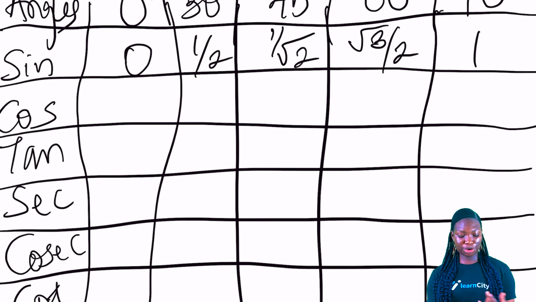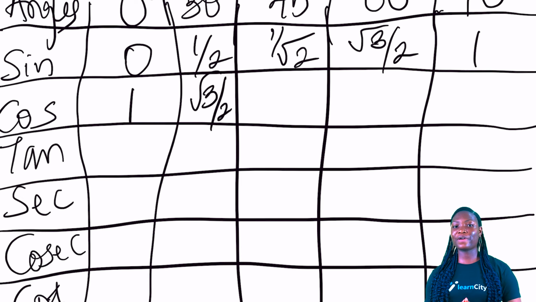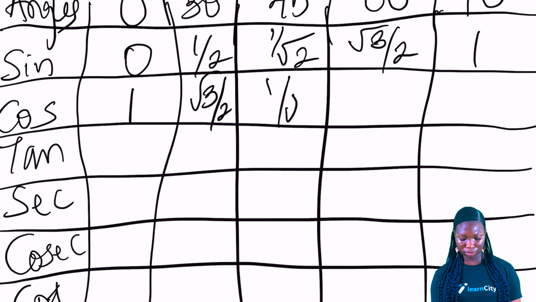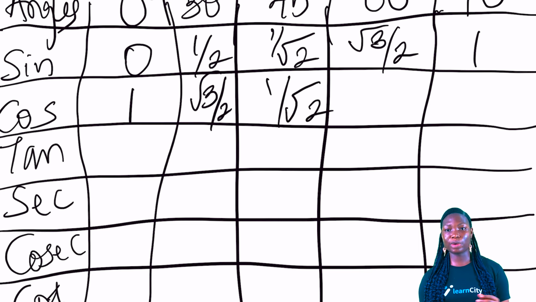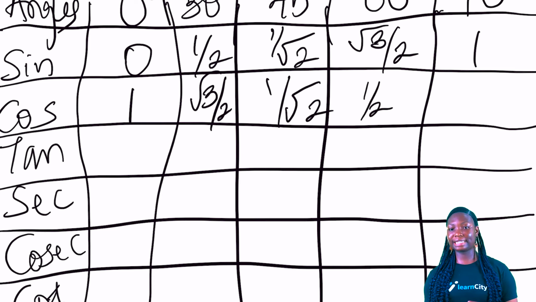Where we have cos 0, it is 1. Where we have cos 30, it is √3/2. Where we have cos 45, it is 1/√2. When we have cos 60, it is 1/2. And when we have cos 90, it is 0.